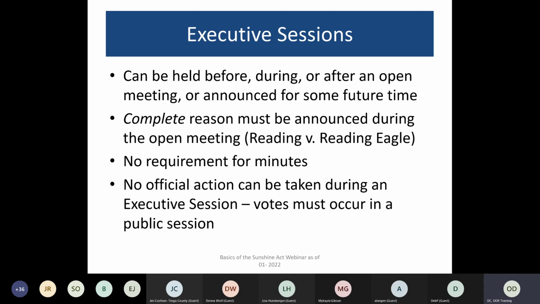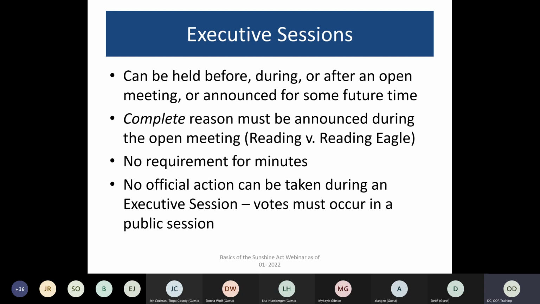So for instance, rather than saying we're meeting for personnel reasons, we are meeting in executive session to discuss possible discipline against one of our employees for a work rules violation, okay? Or we are meeting to discuss legal issues related to this particular court case. Here's the docket number where, you know, someone is suing us, all right? That way, the member of the public can go to the court, look at the docket number, and see that, in fact, there is a court filing against the township, against the city, whatever.